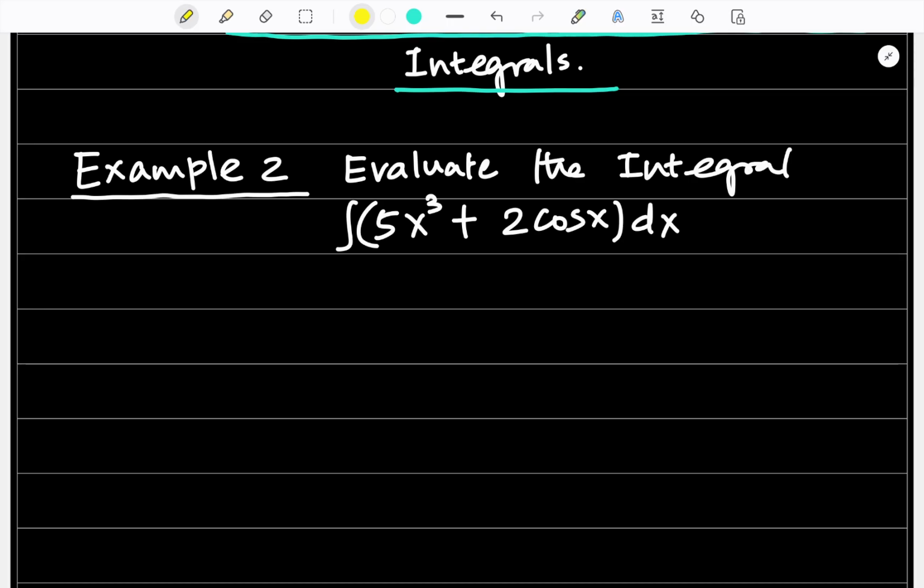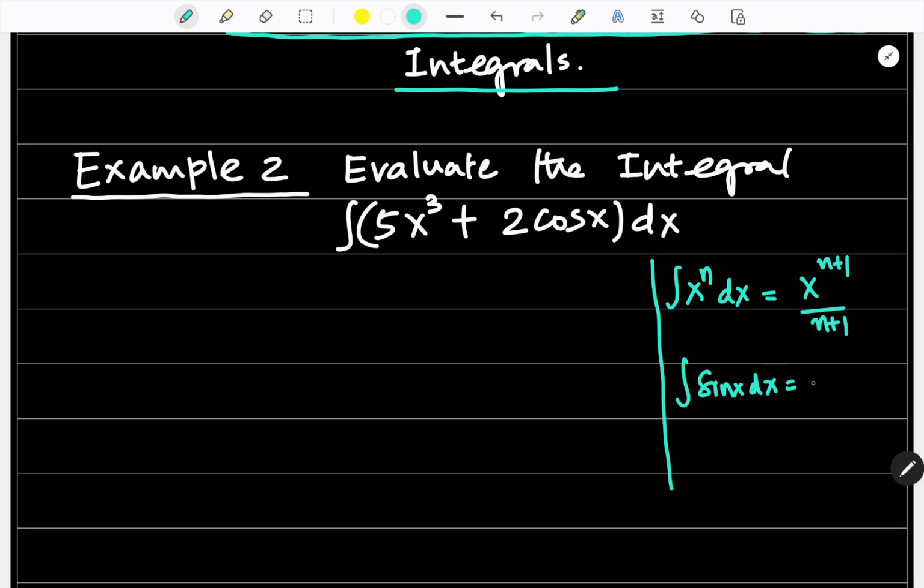Before that, let me give you some ideas about the rules. Last video, whether you watched or not, I'm not sure. If you have not watched, please go back to that video and watch it, and come back here. So what is the integral of x power n dx? The rule is x power n plus 1 divided by n plus 1. The integral of sine x dx is negative cosine x plus integrating constant c. The integral of cosine x dx is equal to sine x plus c. Now let's start this question.